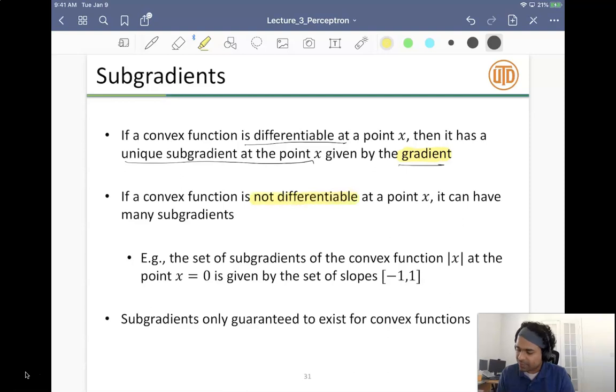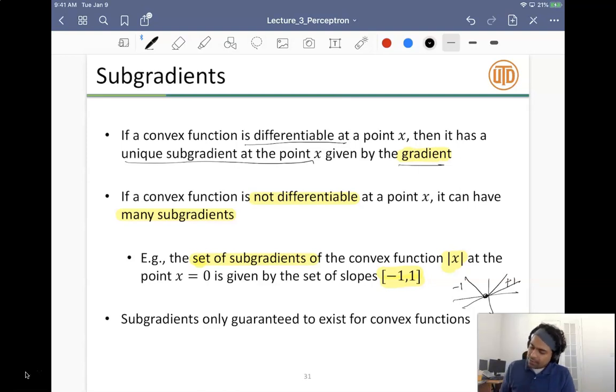But for non-differentiable functions, there can be many subgradients, right? And the set of subgradients. So for example, when the convex function is the absolute value of x, the set of subgradients is the set of slopes from -1 to +1, right? This is exactly what we saw over here, where I have the absolute value of x, which looks something like this. At 0, this slope is +1, this slope is -1, right? So going from -1 to +1, all the valid slopes are valid subgradients over here.